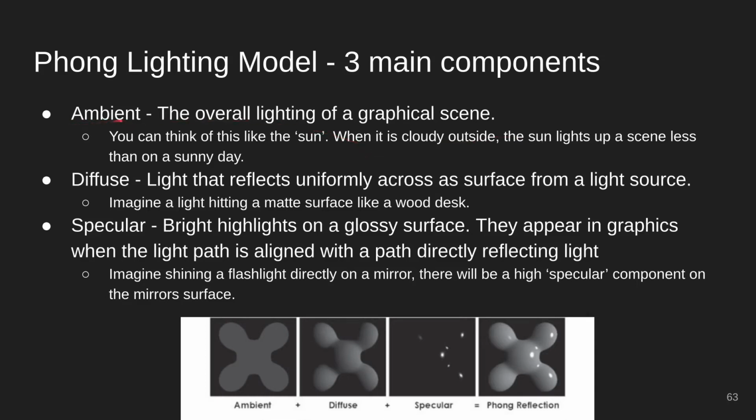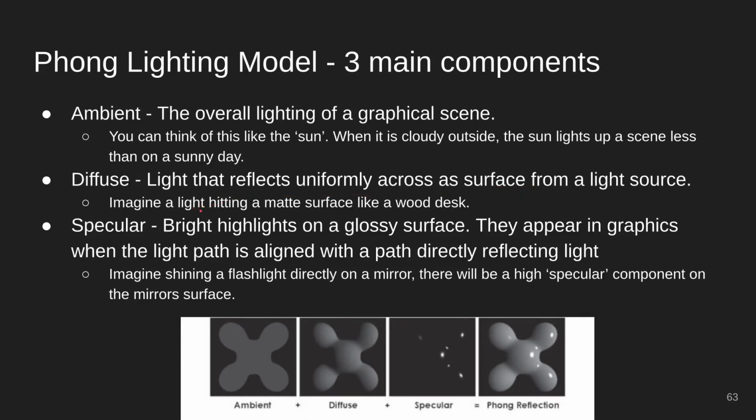You can sort of think of it like a dial on how bright your scene is for that particular color. Okay. The second component is diffuse lighting. That's a light that reflects uniformly across a surface from a light source.